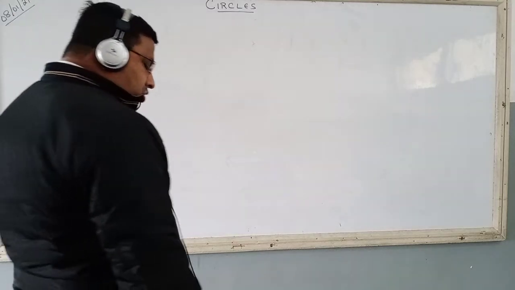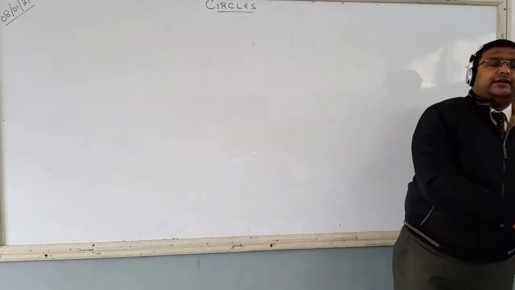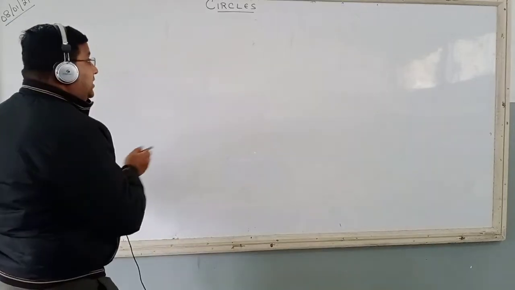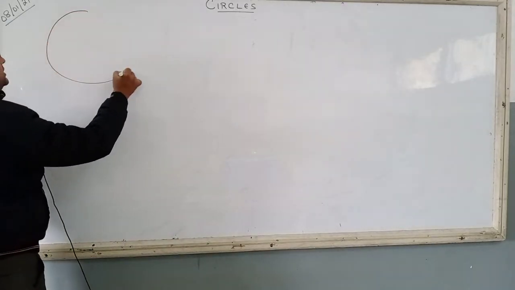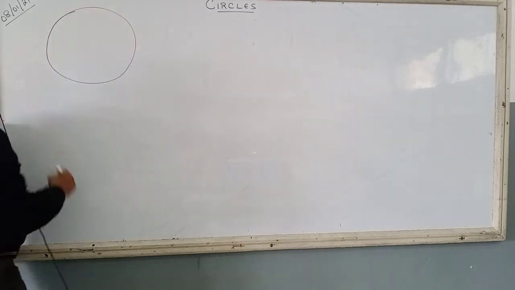So, students, all of you know what is a circle. You have studied about properties of circle in lower classes. You know what is a circle. A circle is a collection of points which is equidistant from a fixed point. If I talk about a circle, this is a circle. And this is what? This is collection of points.